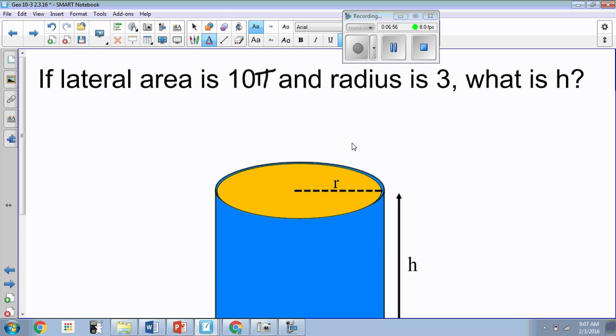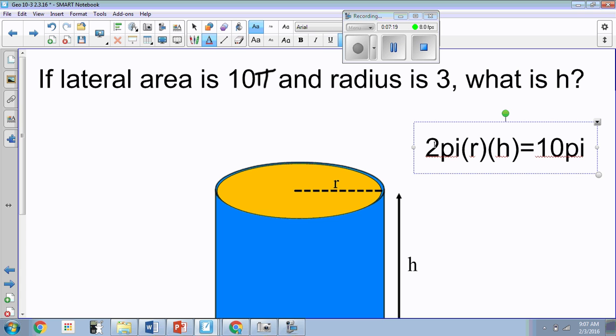Okay, if lateral area is 10 pi and radius is 3, what is h? So, remember we had 2 pi r h. Now let's just figure out where that must have come from. If it equals 10 pi, really I can plug in that 3 for the r. So 2 pi times 3h equals 10 pi.